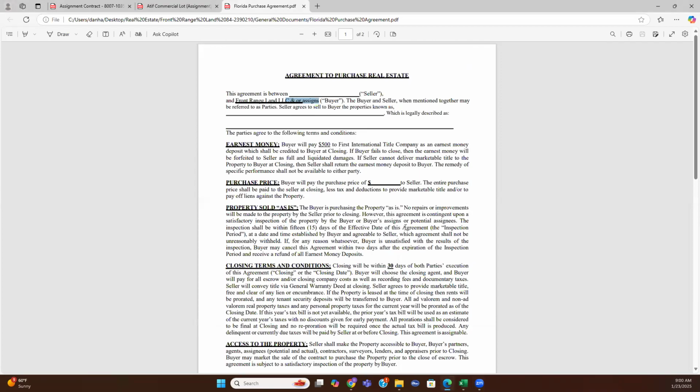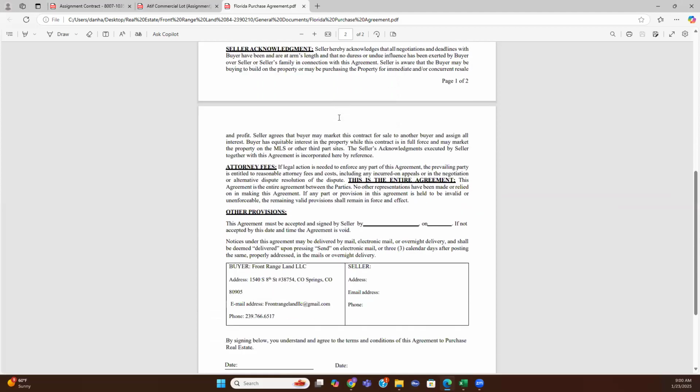This version's a little outdated. This isn't what we use, but the point remains: you've got to have your name or entity and/or assignees as the buyer. Talk to your title company or attorney to make sure that you have all the verbiage that they need, that they're comfortable with doing this. But for us, that includes under seller acknowledgement.